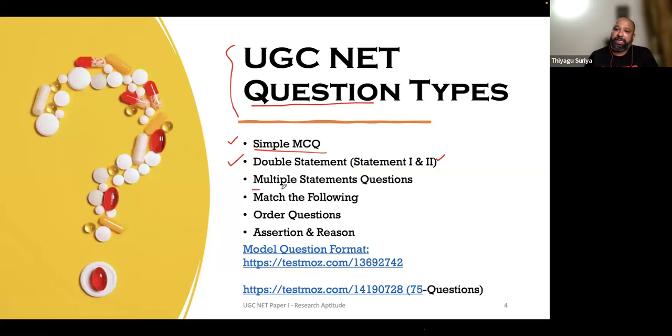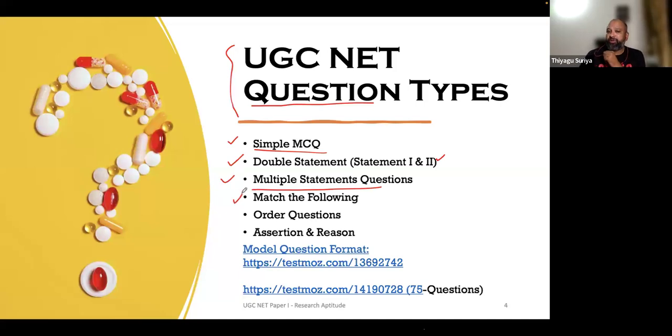The other one is the multiple statement question. For example, they give a question with four or five options. For example, which of the following are characteristics of research? They list out some characteristics. Below, they ask the options: option A, B, C; option A, B, D; option A, C, D. Based on the above statements, they give some more options also. That's called a multiple statement question.